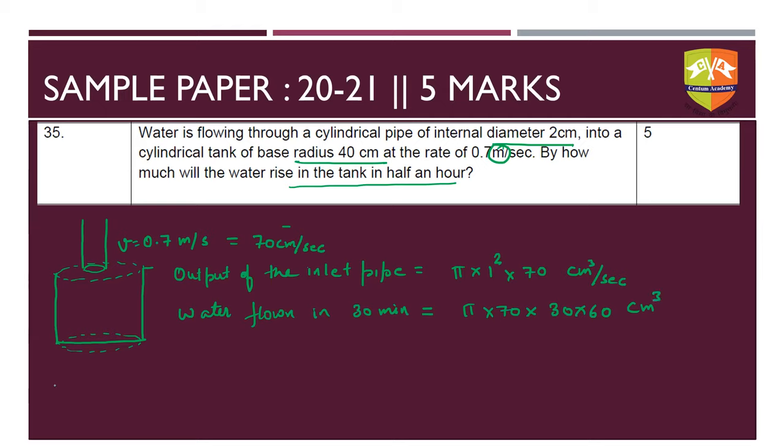Now this is collected in the bigger tank, this one. So hence the volume gained by the tank will be the volume of water which is coming in. So what is the volume gained by the tank? It is nothing but pi into base radius 40 square into, let's say, height h. This height h only you are trying to calculate, so you have to equate these two. Simple. So hence pi into 40 square into h will be equal to pi into 70 into 30 into 60.